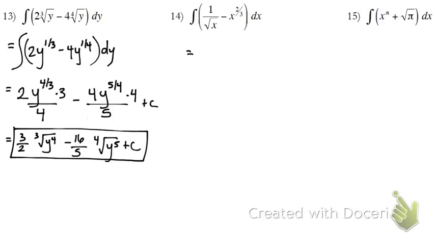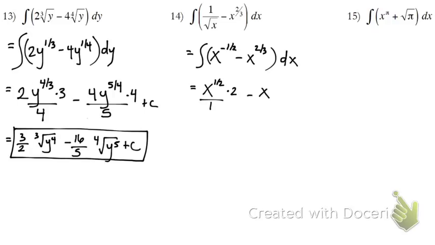For this middle one, if I rewrite it, I have the integral of x to the negative 1/2 minus x to the 2/3 dx. We're back to x's again, and my important variable is x. The integral of x to the negative 1/2. If I add 1 to negative 1/2, I get a positive 1/2. So this is x to the 1/2 over 1/2, so over 1 times 2, for again, that shortcut. And then minus x to the 2/3. If I add 1 to 2/3, that would be 5/3 over 5 times 3. And then plus c.